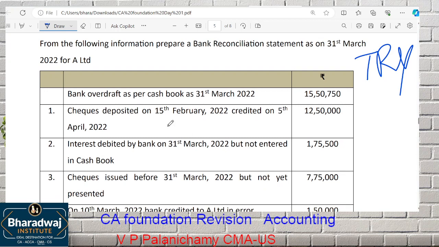Please remember what is given: OD as per cash book. Who are we? Customer. What have they given? Cash book or passbook? Cash book. So we are all customers now. Let us assume that we are a customer. According to the banker, adjust. Think in the normal way, then change the sign.